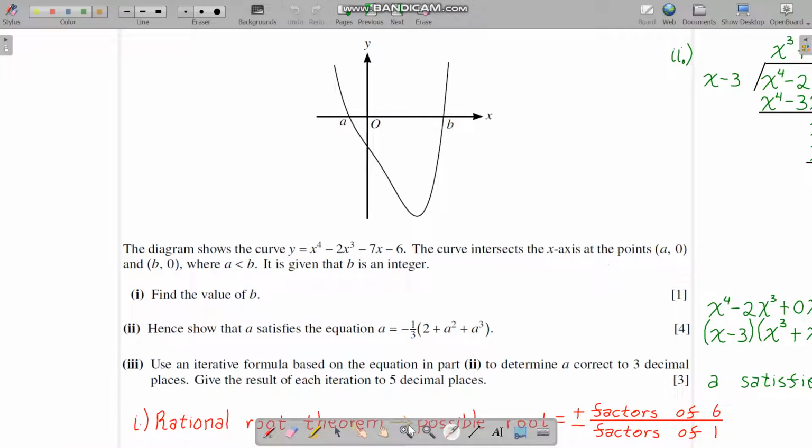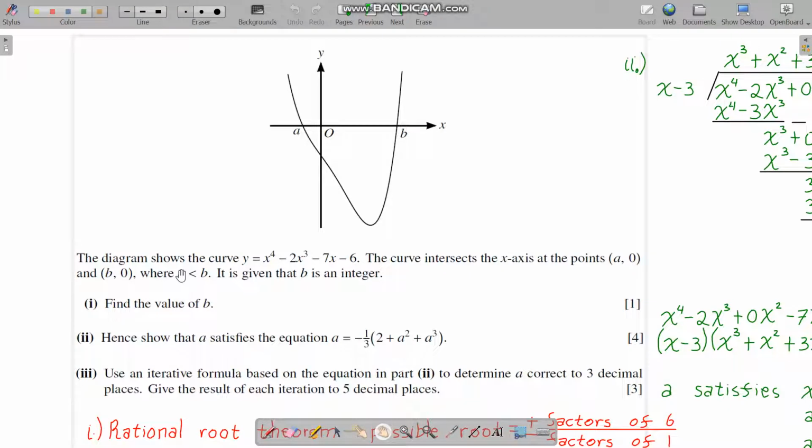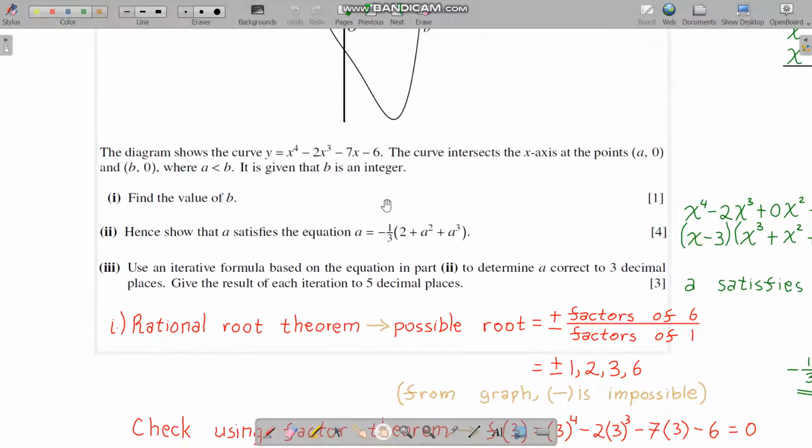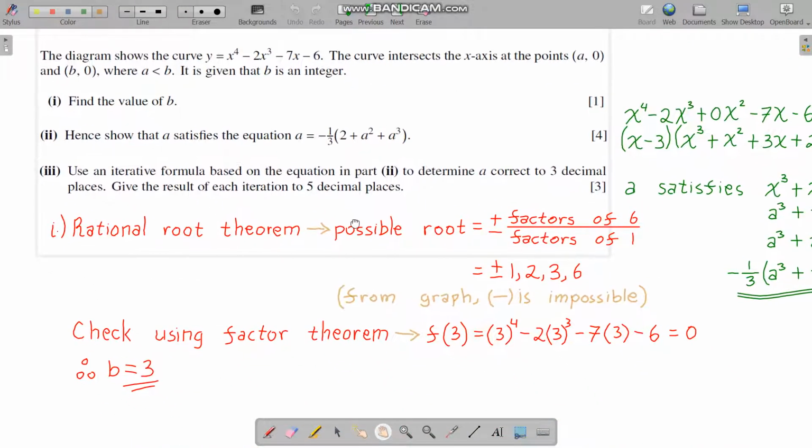Okay, let's check out this one here. So we have this graph, we have the function, and we have two x-intercepts. Find the value of b. So to find the value of b, this means we need to find an x-intercept. B is an integer. So here for the first part, we use the rational root theorem, if you still remember. So the possible root would be the plus minus factors of the trailing coefficient divided by the factors of the leading coefficient, which is 1, so 6 over 1.